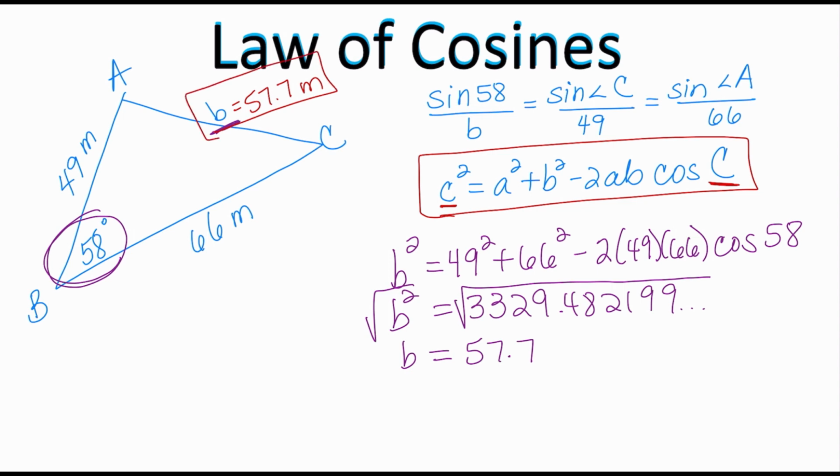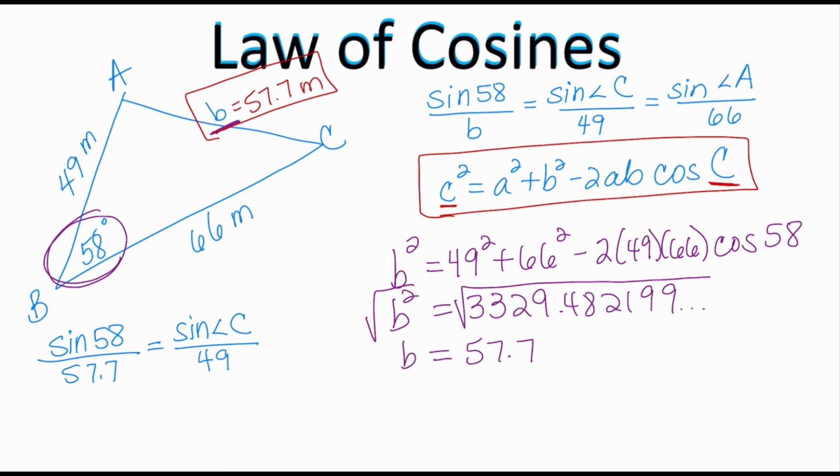Once I have figured out that missing side length, I can go back to the law of sines to find the missing angle. Once I know another angle, I can just add up the two angles, subtract it from 180, and I can find the third. So right now you have a choice. I'm going to go ahead and look for angle C. So I'm going to say that the sine of 58 degrees is to its opposite side, which I just found to be 57.7, as the sine of angle C is to its opposite side, which is 49.